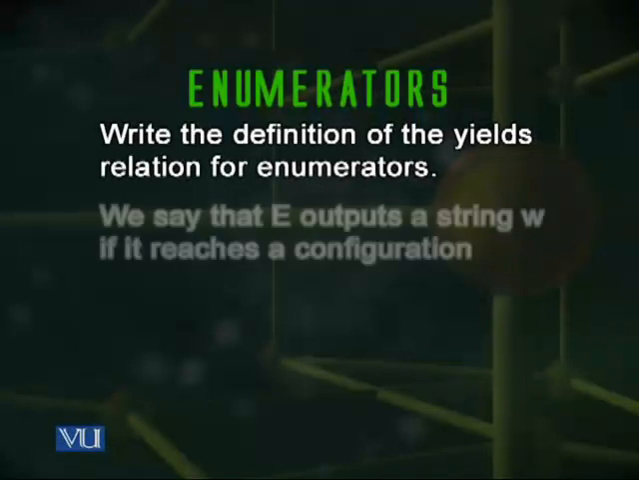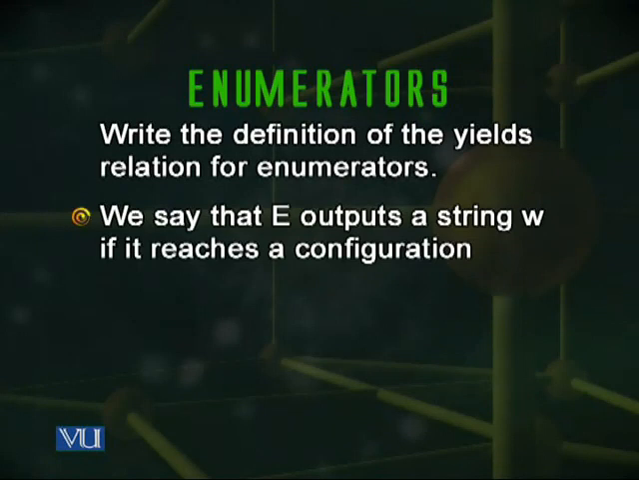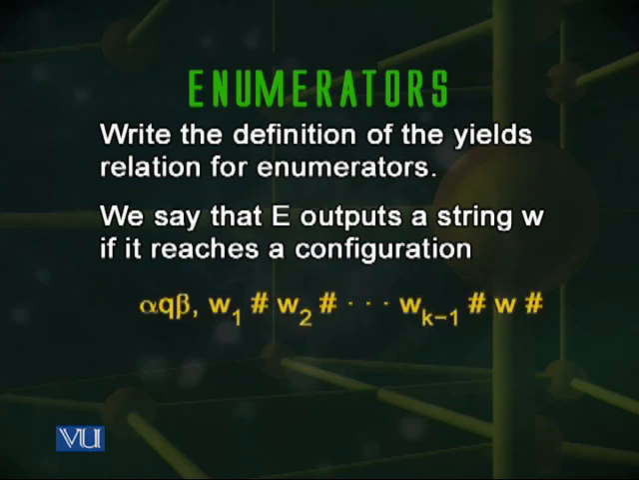Let us look at another definition. We will say that an enumerator E outputs a string W if it reaches a configuration given by alpha, q, beta, W1 followed by hash sign, followed by W2 all the way up to Wk, followed by W, followed by a hash sign. You will notice that I've been very careful in defining the string that is enumerated by an enumerator. For me to say W is enumerated, the enumerator must output the string W and then put a hash sign after that. Let's see why I'm doing this.